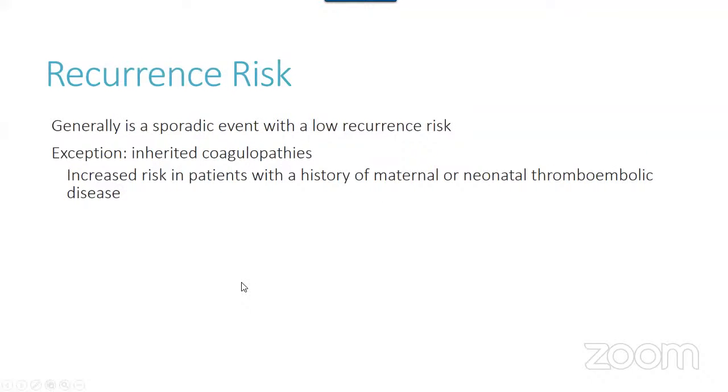Recurrence risk, this is something that our clinical colleagues often like to know about. Generally, luckily, FVM is usually a sporadic event and it has a fairly low recurrence risk. It's just some bad luck that the umbilical cord formed that way and this obstruction happened, and it's really unlikely to happen again. The exception to this is inherited coagulopathies. So in patients with a history of maternal or neonatal thromboembolic disease, you can have a risk for recurrent FVM.